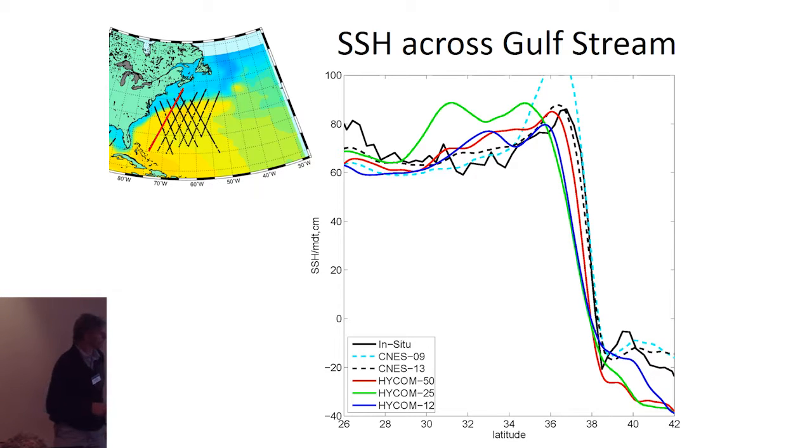Actually, as a note, if you look at the one from a few years back, it was quite different. The main reason is that it was taking into account floats that lost their drogue. Therefore, they were overestimating the strength of the circulation. So here, as you go from 1/12 to 1/50th, you see that the slope is increasing, and you're getting closer to the observation as you increase the resolution.